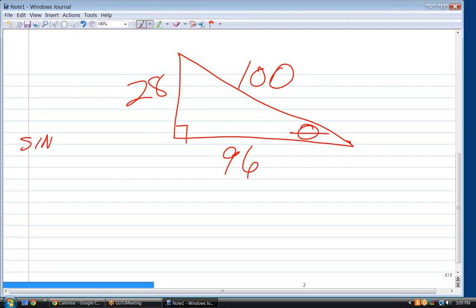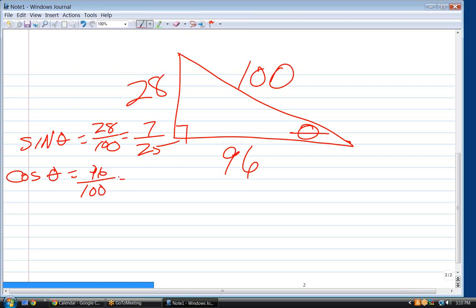So tell me what the sine of theta is. Sine of theta would be opposite over hypotenuse, so 28 over 100, which reduces to 7 over 25. What's cosine of theta? Cosine of theta would be 96 over 100, which reduces to 24/25, I believe.